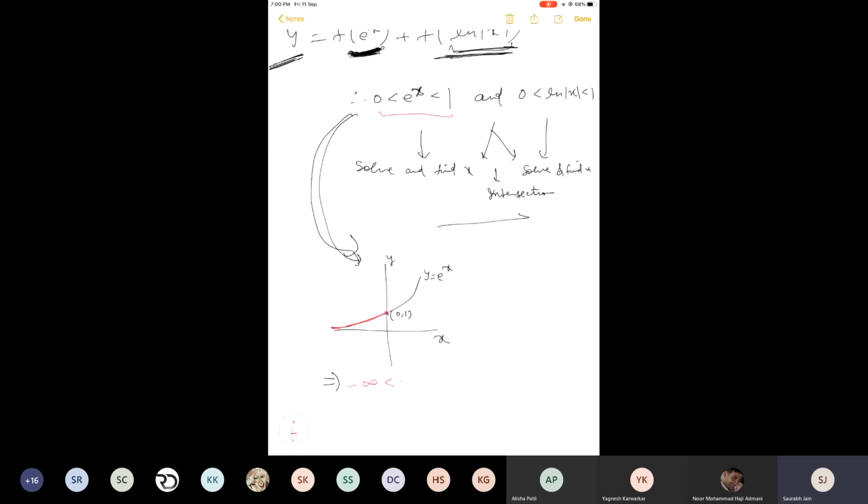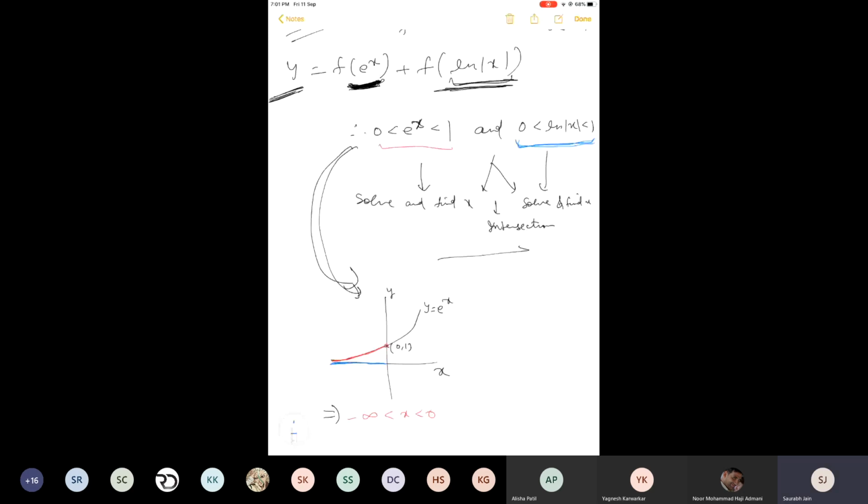So it will be minus infinity to 0. Why? What is x for this y? It is this portion. When you substitute these x, you are getting y, which is greater than 0 and less than 1. Now similarly, in the same way, you have to proceed in this. You will draw the graph of ln mod x and you will observe the height which is between 0 to 1, and for that you will find the x. And after that you will take the intersection of these two x.